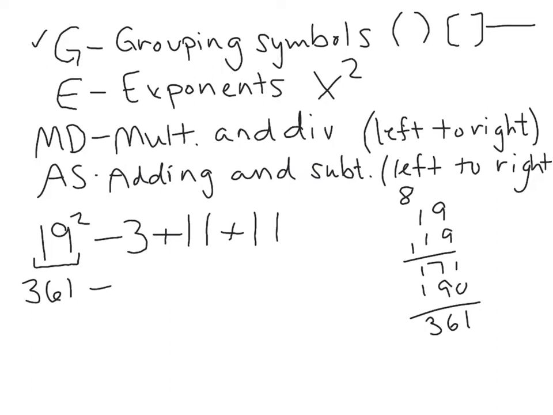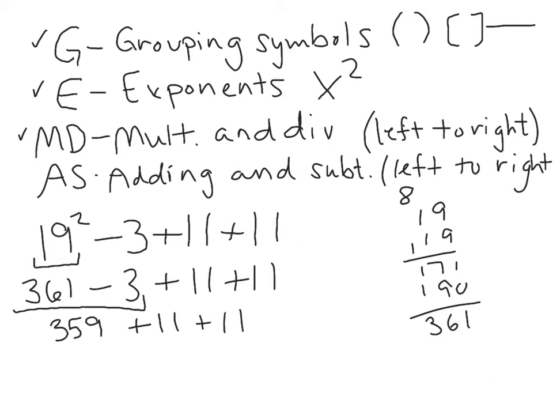And then I'm going to bring down all of the rest of my numbers so I can figure out what I have to do next. We're done with exponents. Then I would check multiplying and dividing. I look at my problem. I don't see any multiplying and dividing, so we're done with that step. And now I go on to adding and subtracting, and we need to do those left to right. So I'm going to start at the left of my problem, and I'm going to solve this subtraction problem first, and that would be 359. And then I'm going to bring the rest of my problem down.